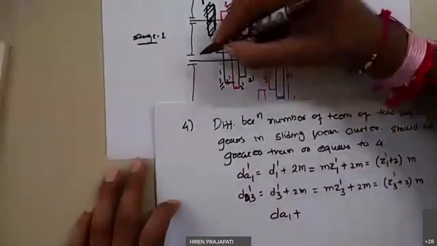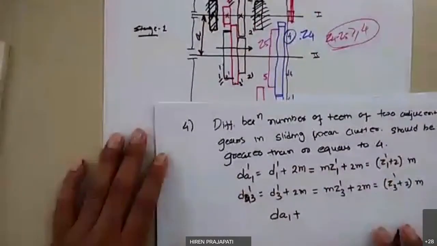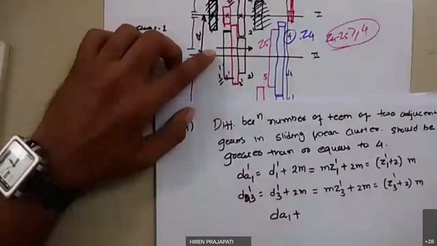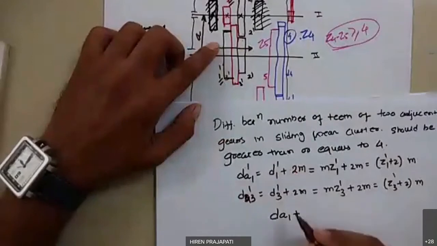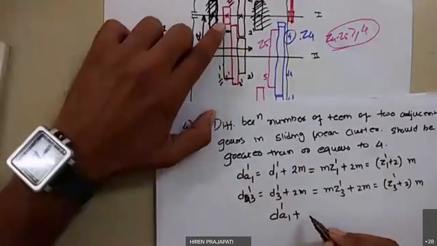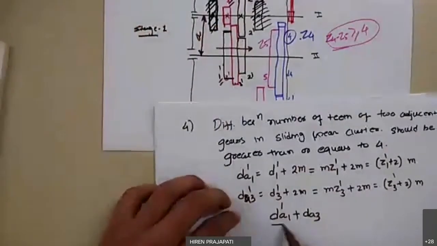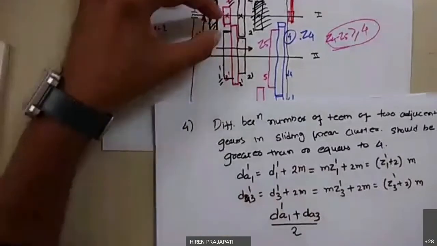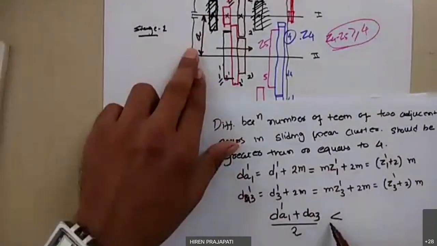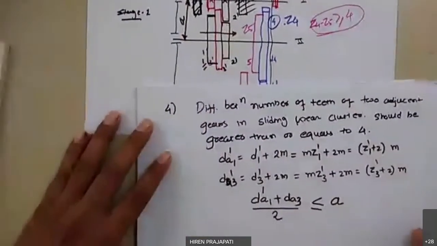If I call this the center distance A, then when I slide this, BA1 dash, with this gear addendum plus this gear addendum, BA3, and half of that, that means the sum of the radii of both the gears, should be less than or equal to the center distance A between the two shafts. I hope it is clear, right?